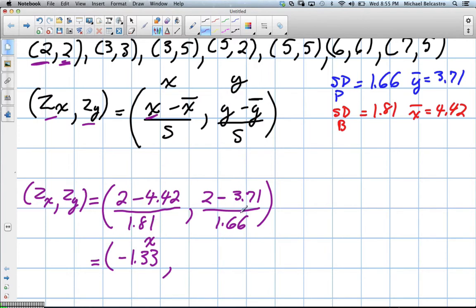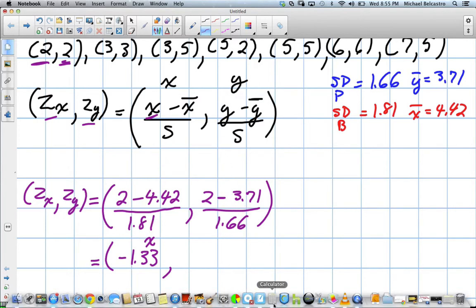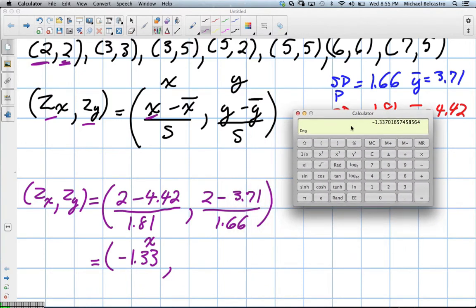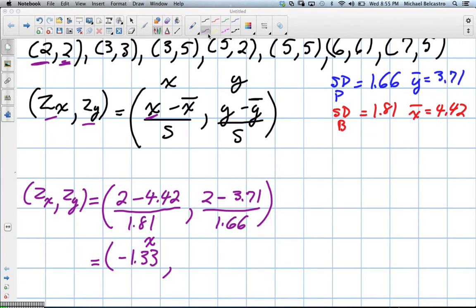That we know that makes sense from what we've done before. And then the same thing's going to happen here. We're going to do 2 subtract 3.71 divided by 1.66, and we're going to get negative 1.03. Negative 1.03. Okay, and that will be our new y.